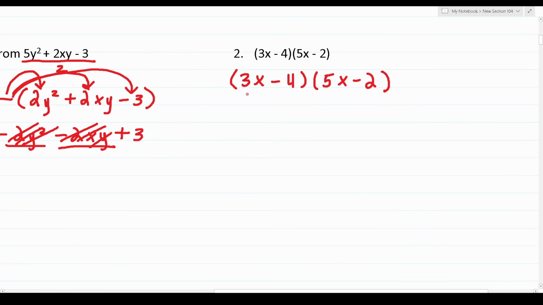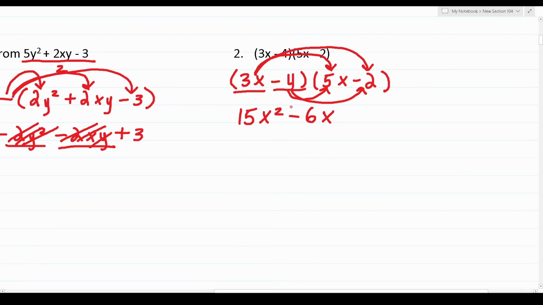So again, according to the distributive property, we're going to take this 3x, we're going to multiply it here as well as here. Then we're going to take negative 4, and we're going to multiply it here as well as here. All right, so let's go ahead and do that. 3x times 5x is going to be 15x squared. 3x times negative 2 is going to be negative 6x. Negative 4 times 5x is going to be negative 20x. And then negative 4 times negative 2 is going to be plus 8.